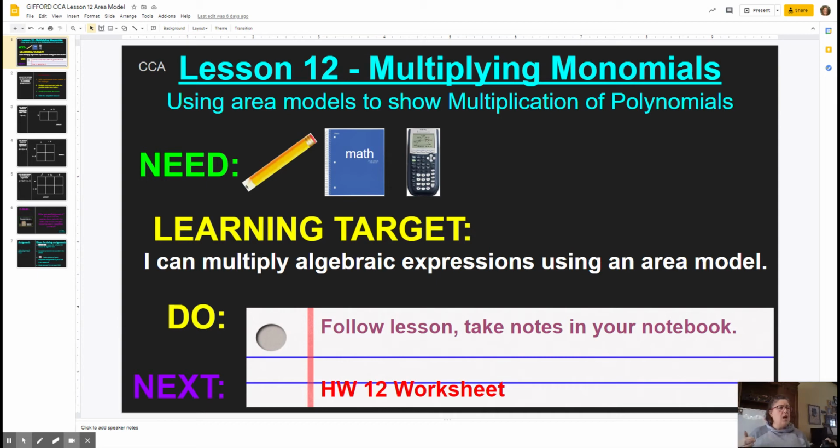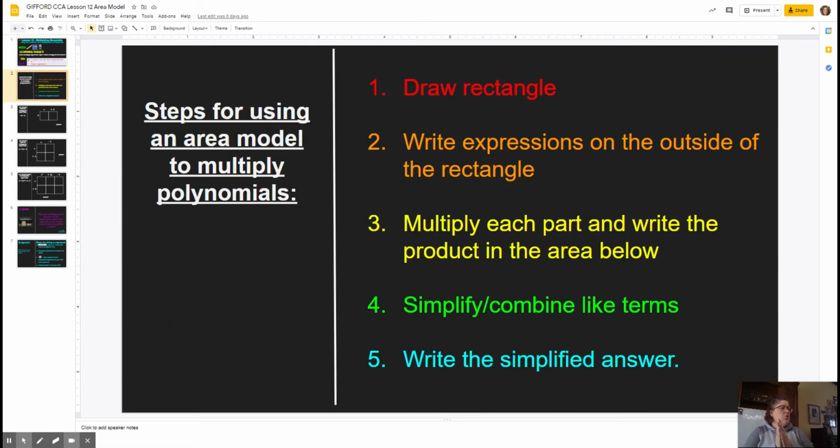In this case, we're going to talk about the same idea of area models, but we're not going to use algebra tiles today. We're just going to use algebraic expressions to help us figure that out, okay? So I'm going to move to slide 2 here. That shows the steps for using an area model.